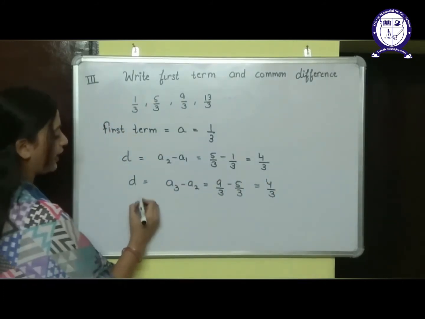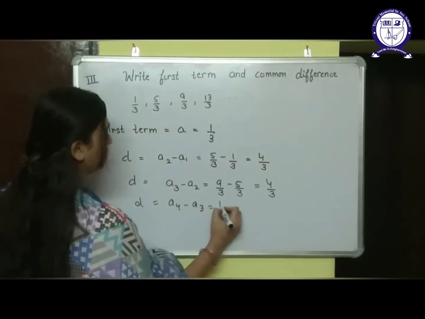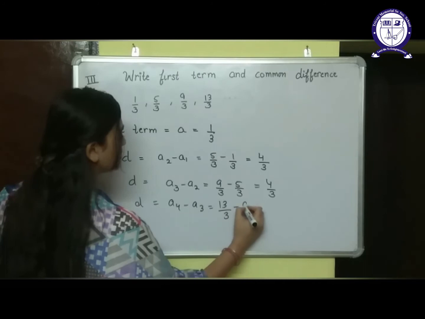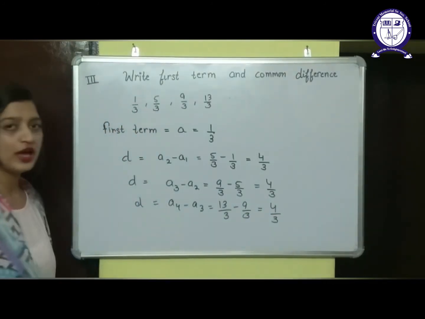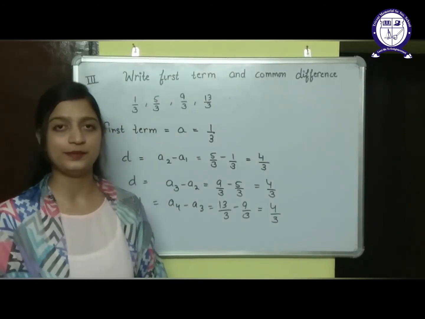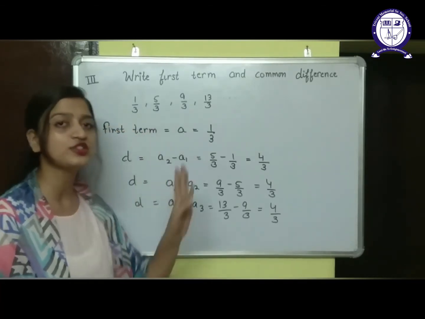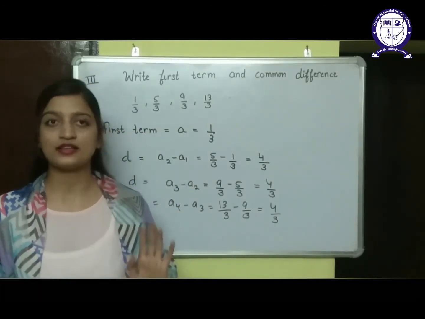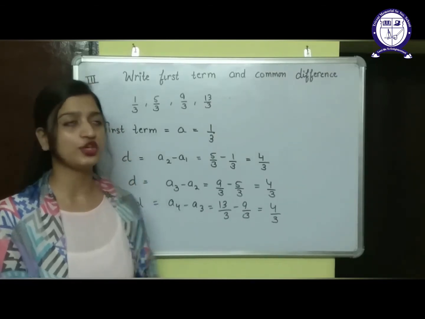Also by A4 minus A3, it will be 13 upon 3 minus 9 upon 3. It is again 4 upon 3. So I can see that D is the same because it is given that it is an AP. In the question it is said that it's an AP. So obviously the difference will be the same. So it doesn't matter by which two terms you are doing it, the terms should be consecutive.